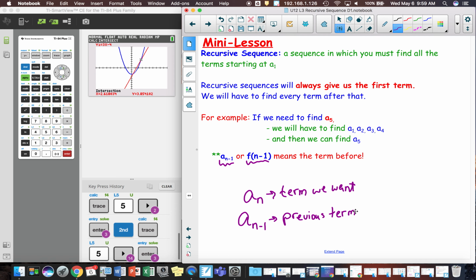Now, when you hear the word recursive, you should think about reoccurring, something that happens over and over and over again. You're going to see with recursive sequences, we're going to get a rule, and we're going to follow that rule over and over until we get the term that we want.